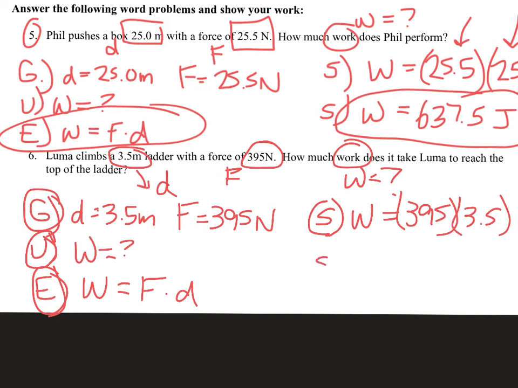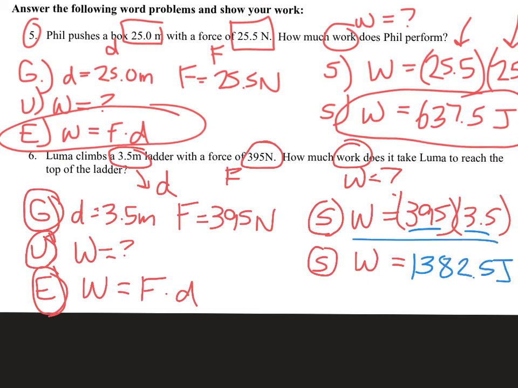Now that I did that, my final solve is just going to be 395 in the calculator times 3.5, and I end up getting about 1,382.5 joules. That ends up being my answer. So Luma did about 1,382 joules worth of work to climb that ladder.